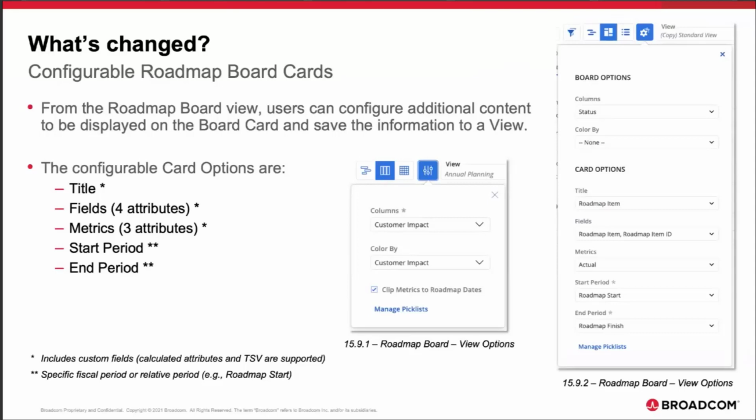Custom stock attributes or the fields can be used in the board card title, field, and metrics as well. The behavior of the start and end period is now consistent with other parts of Clarity. For example, roadmap duration. From a roadmap duration perspective, you're no longer constrained to the roadmap start and end dates.